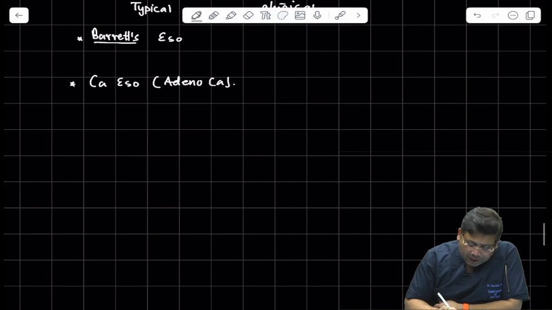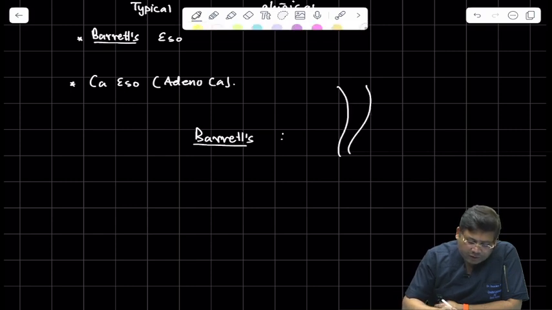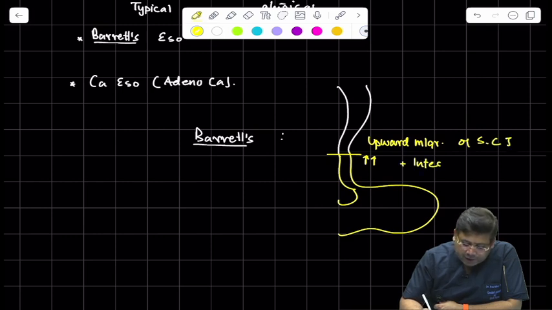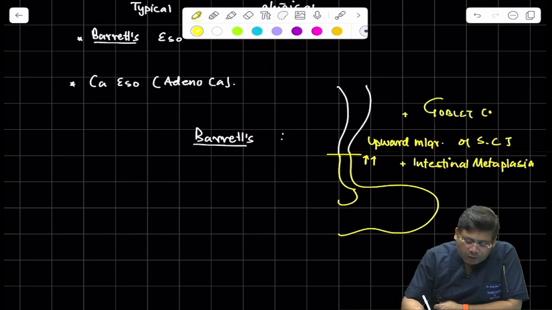So when we talk about Barrett's esophagus, and if you ask me, sir, make one question on Barrett's esophagus, I hope you know how Barrett's esophagus is defined. The squamo-columnar junction migrates up. So there is upward migration of the squamo-columnar junction, and along with that we have intestinal metaplasia. Students, even this is not important. The most important thing is that on HPE you get to see goblet cells. This is very, very, very important.